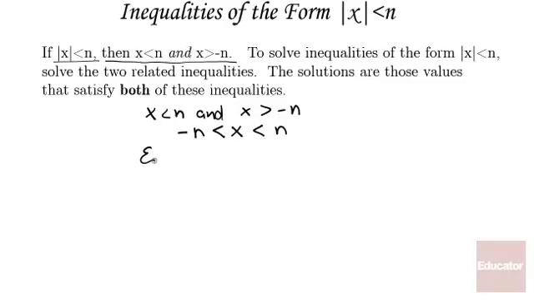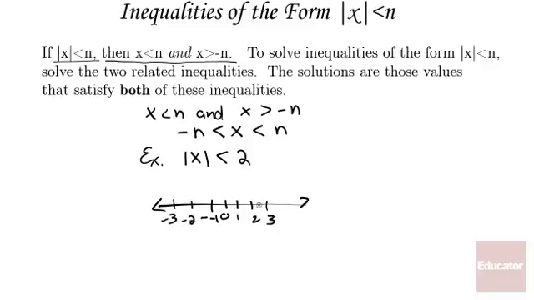A very simple example would be if I told you the absolute value of x is less than 2. Think about what that means. Well, the solution set for this inequality is any number whose distance from 0 on the number line is less than 2. So I'm looking at the number line, and the absolute value of x is less than 2. So this inequality is satisfied by any number that meets those conditions.